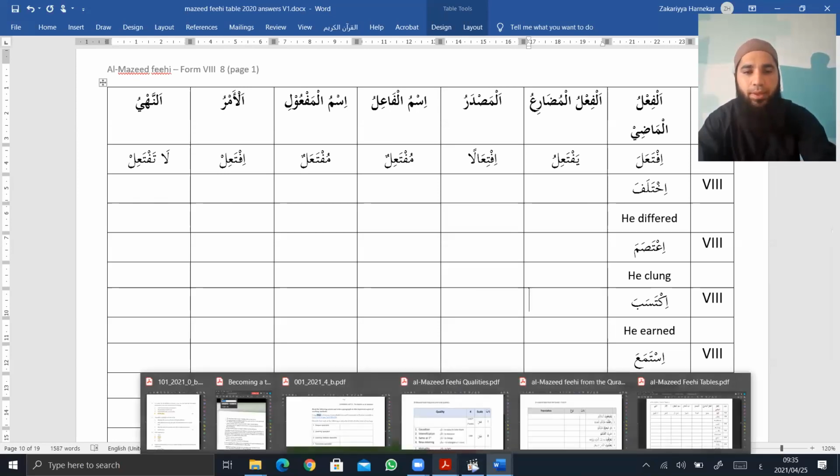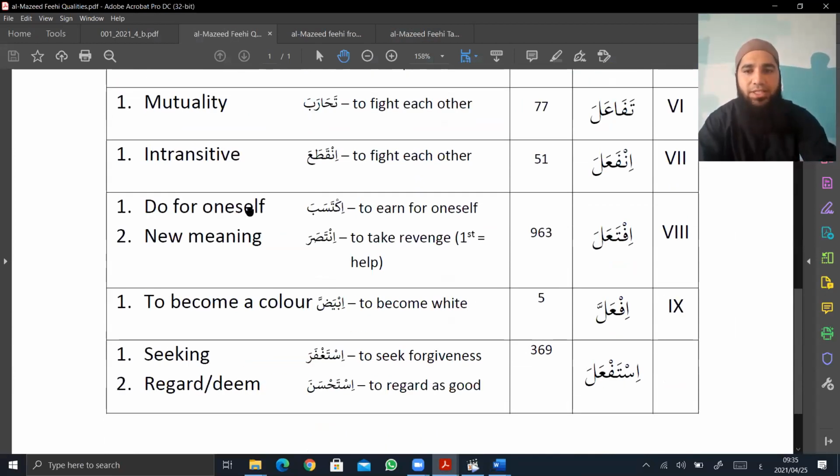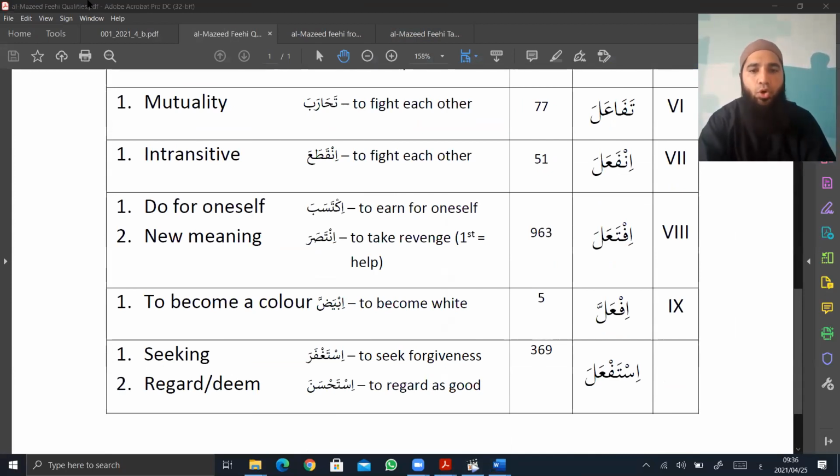That's our eighth verb. What's the connotation of the eighth verb? What meaning does it convey? The eighth verb conveys the meaning of doing something for oneself, or can have a new meaning. So for example, iktasaba. Kasaba means to earn or acquire something. Iktasaba will mean to earn for oneself. Hada means to guide. Ihtada will mean to be rightly guided, to guide oneself.